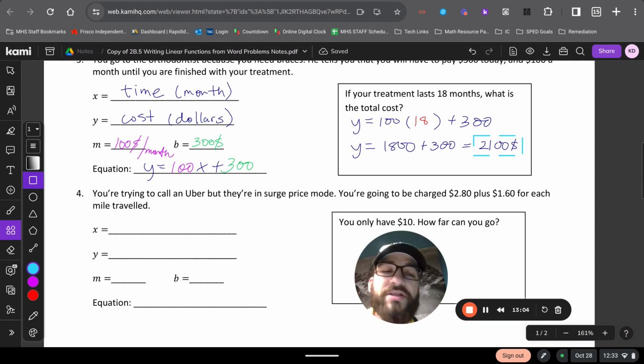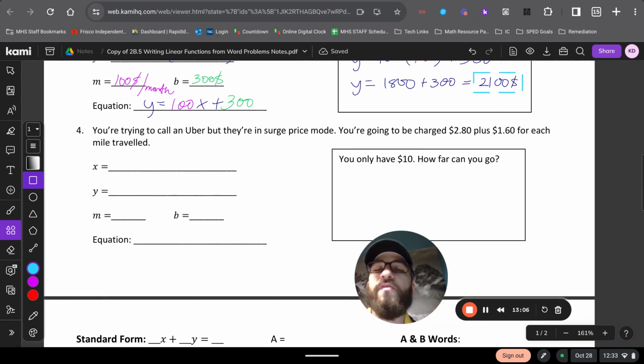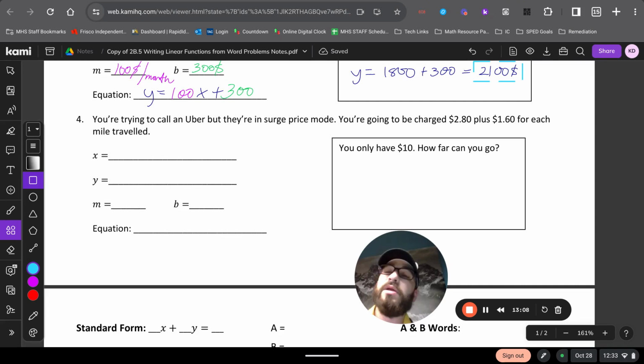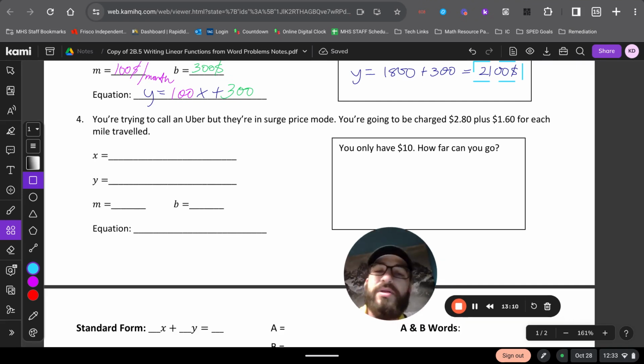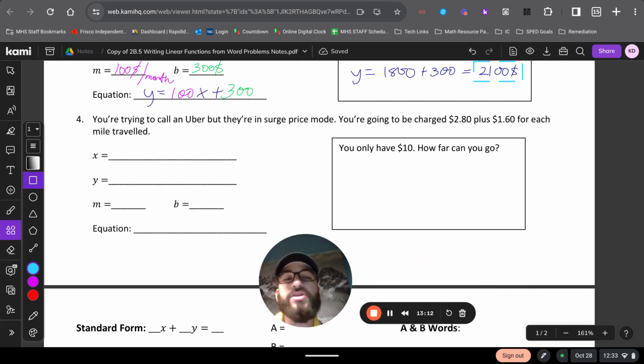Okay, I've shown you a bunch. I want you to try and go ahead and do number 4 completely on your own. So you're trying to call an Uber, but they're in surge price mode. You're going to be charged $2.80 plus $1.60 for each mile traveled. So go ahead and fill out your information and write your equation, and then use that information. You only have $10. How far can you go?